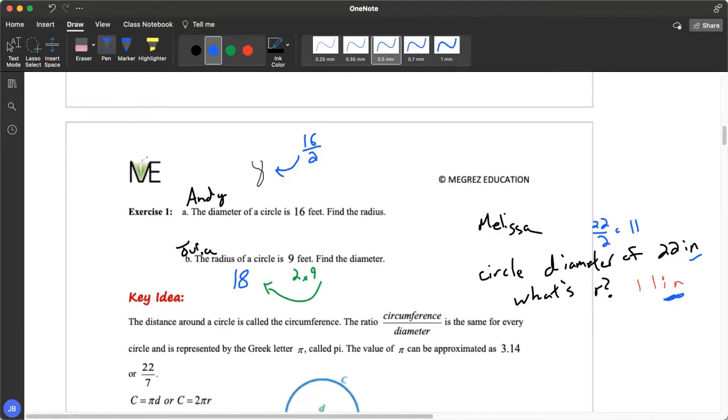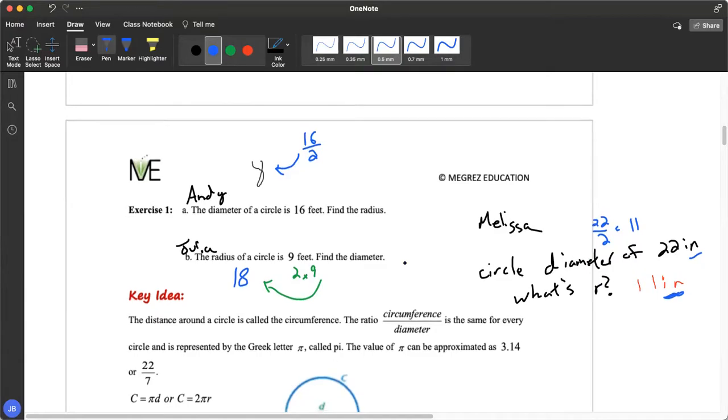All right. Any questions on any of these? Comments, concerns? All right, perfect. Should be easy stuff so far.